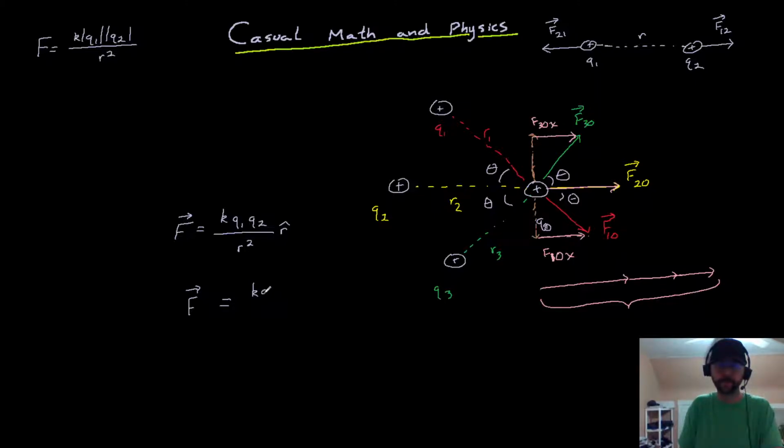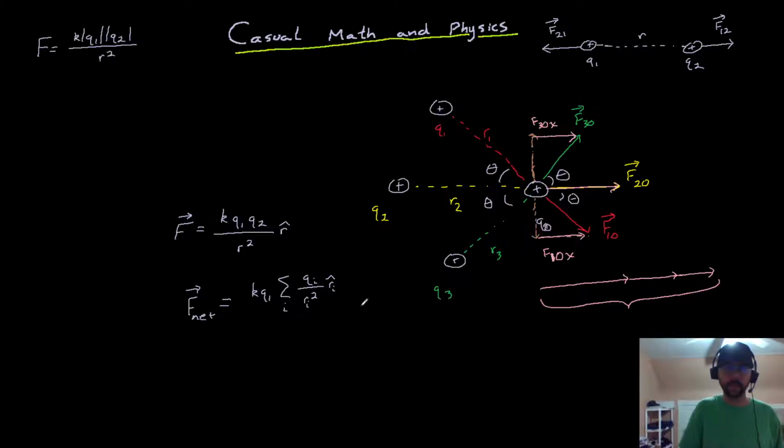K Q1 times the sum of Q_i over R_i squared times probably R_i hat. I think that's how you write that out. So to expand that a little bit, so this is the net force.